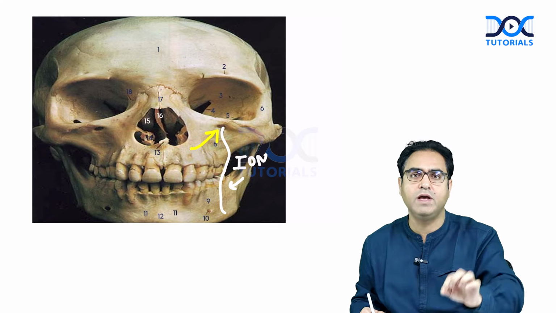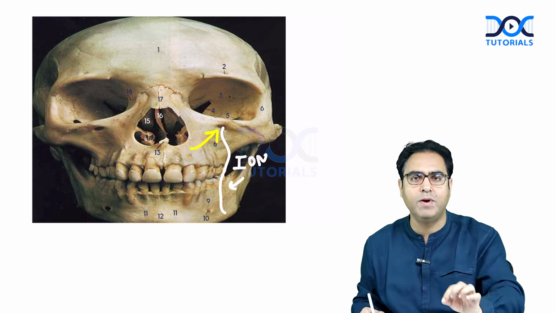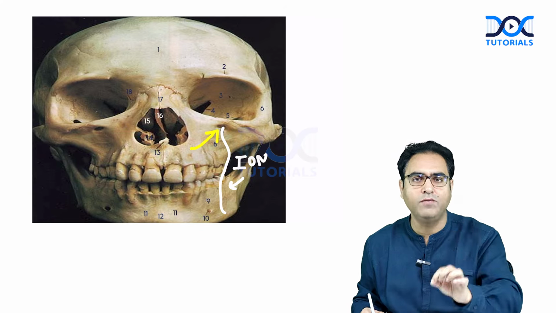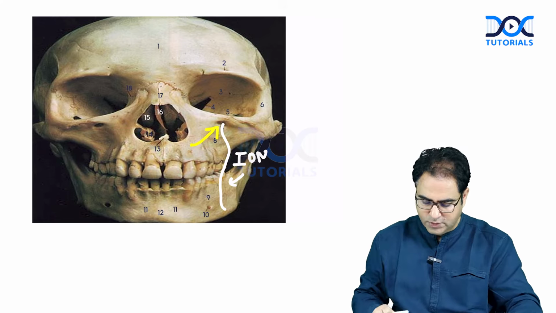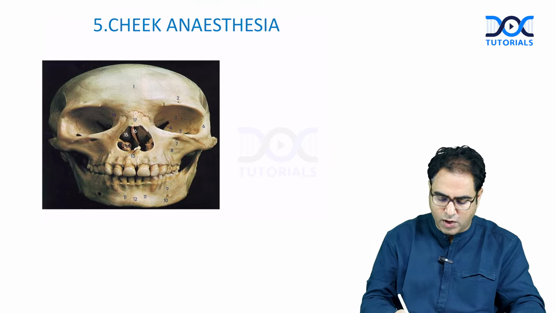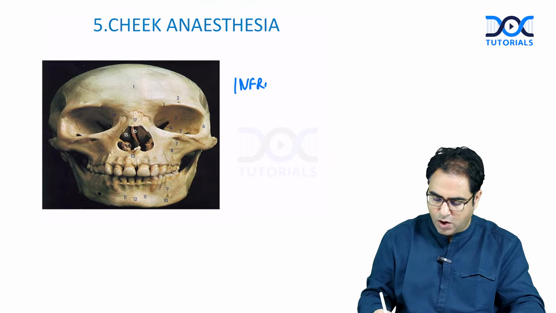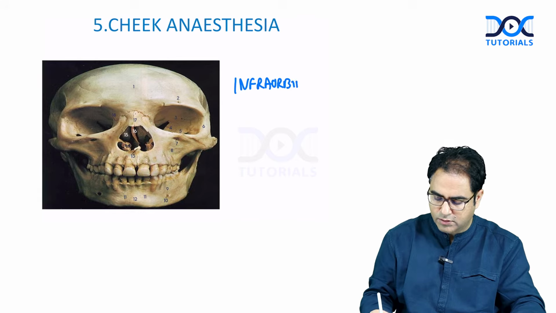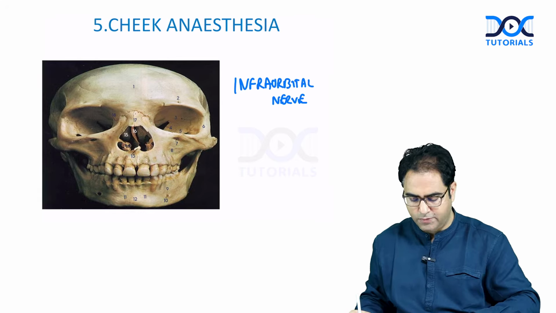Therefore, cheek anesthesia in zygomatic fracture is due to involvement of which nerve? Infraorbital nerve. This is the applied anatomy question. So, cheek anesthesia due to involvement of infraorbital nerve. Please do remember, this is a likely question. Okay.